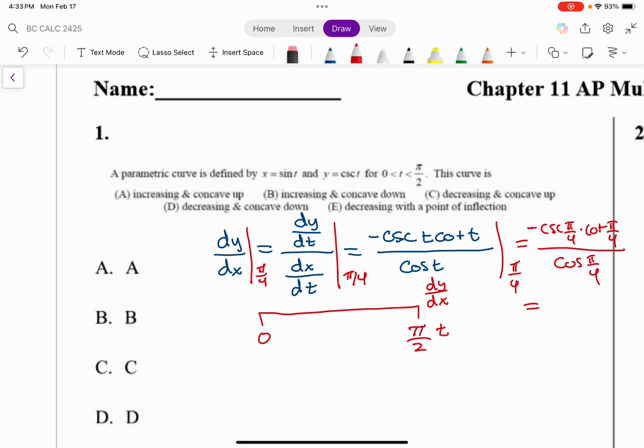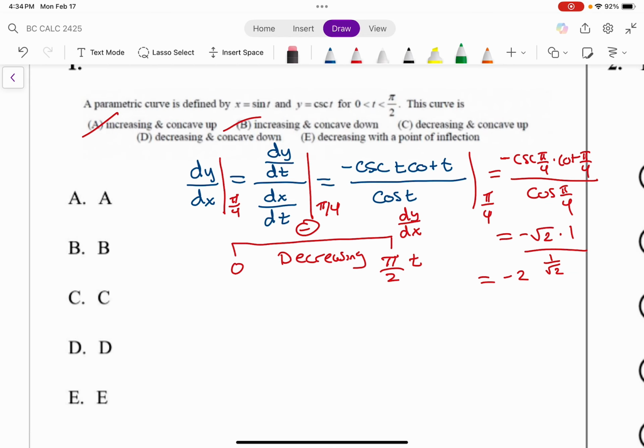If you're curious what it actually is, cosecant of pi over 4 is root 2, so we get negative root 2. The cotangent of pi over 4 is 1, and the cosine of pi over 4 is 1 over root 2. And so you get, in the end, negative 2. But in any case, it's negative, so that tells us it's decreasing, which means that's out and that's out.